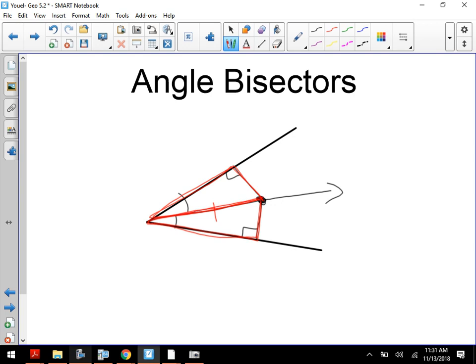No matter where I put this dot on here, I can still draw perpendicular to the sides and I'll still get angle, angle, side, no matter what. Just like we did with the perpendicular bisector. It doesn't matter where you are on it, you're always going to be equidistant to those endpoints with the perpendicular bisector. Here it's the same deal. Whenever you're on the angle bisector, you're equidistant and perpendicular to the sides.